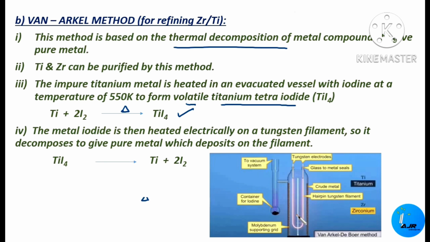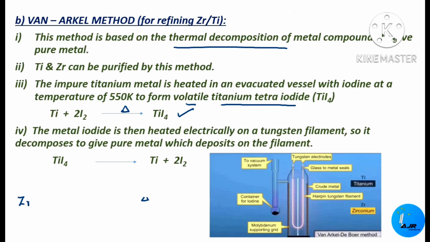Now when it is heated, what happens? This titanium tetraiodide decomposes to give the pure metal, which deposits on the filament. See, this is the tungsten filament, in this pink color. On this filament the metal gets deposited, that is the titanium gets deposited. Understood? The same procedure we use for zirconium also. For zirconium, in the place of titanium you can use zirconium.